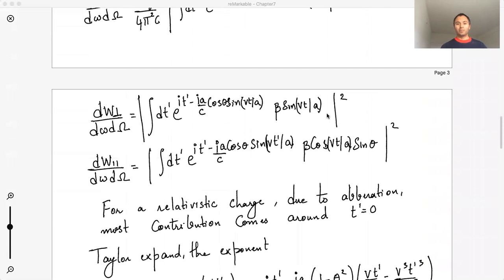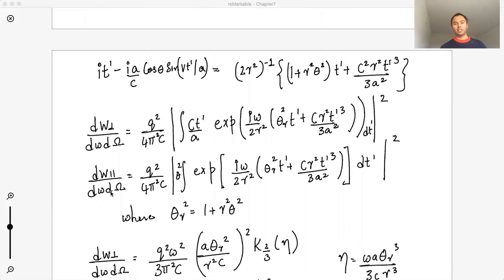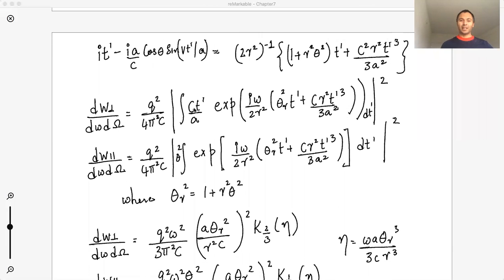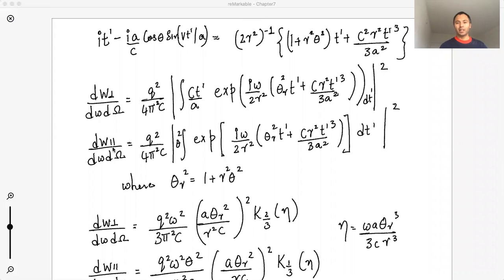And things outside the exponent, well, you just Taylor expand this to first order. So you get these two expressions here for the perpendicular and the parallel component. So you get an integral that has in the exponent a linear and a cubic term. So it's a very complicated integral, of course. It's not a simple Fourier transform because you have this cubic term here. And there's an odd function here for the perpendicular component, and outside the exponent it's basically 1 for the parallel component. And again, a small notation here: theta of gamma is 1 plus gamma square theta square. So this is just a shorthand.